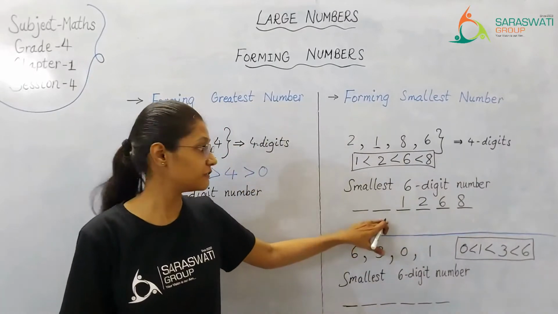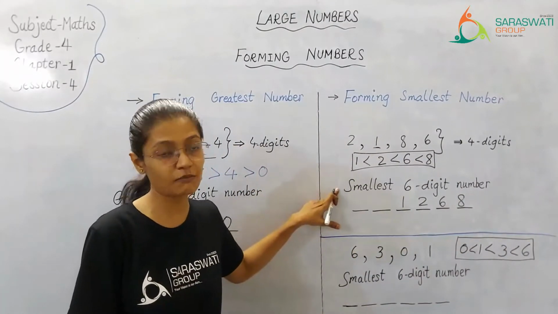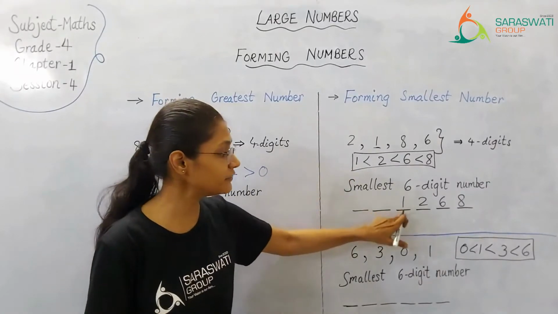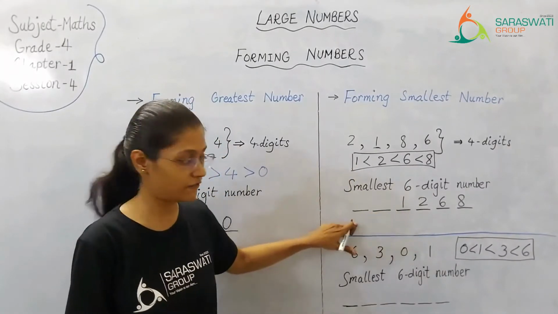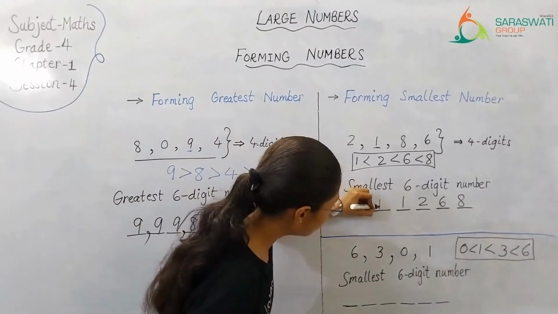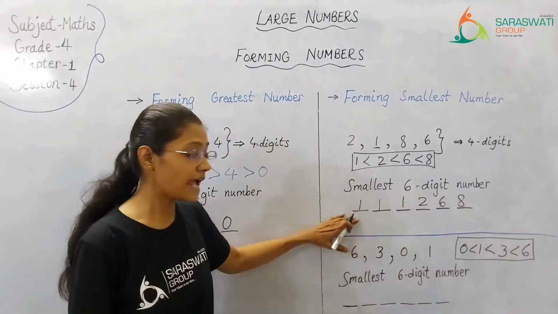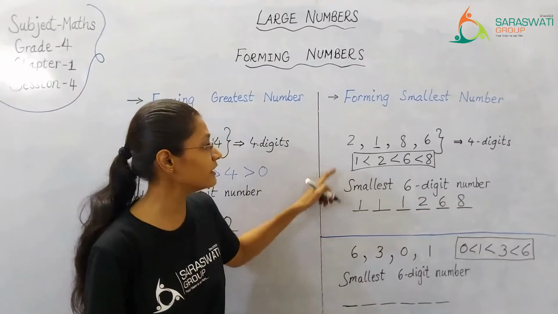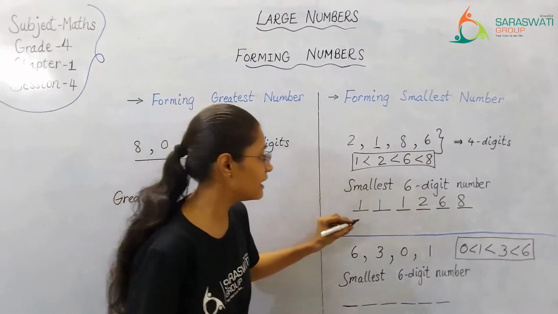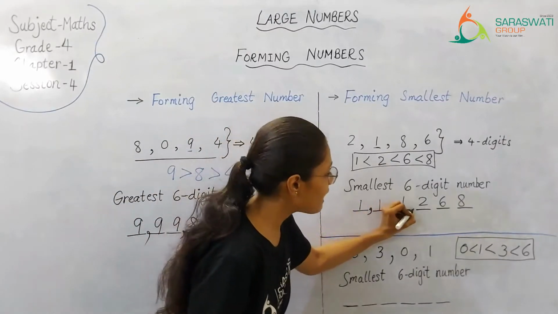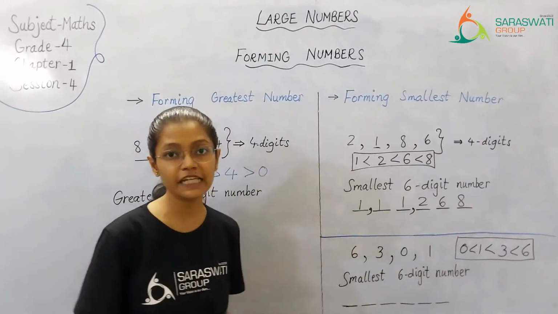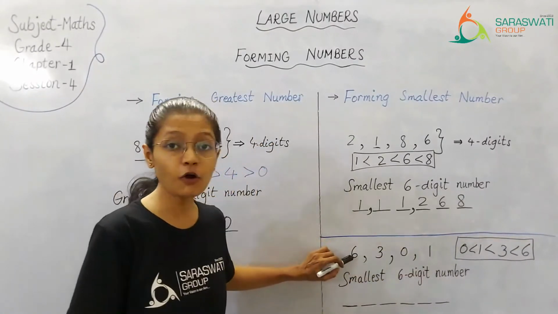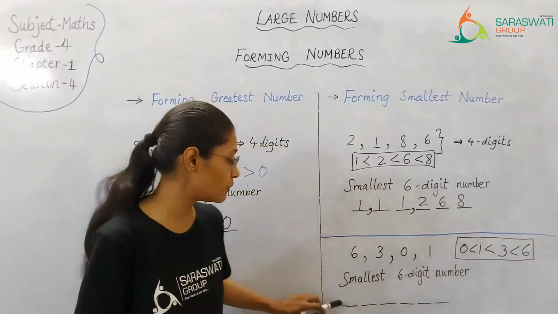Now in this case we want to form the smallest 6-digit number. So 1 is having the least value. So we will repeat this digit towards the extreme left. So repeating this digit, this is our smallest 6-digit number that is formed using these 4 digits, and the number is 1,11,268.